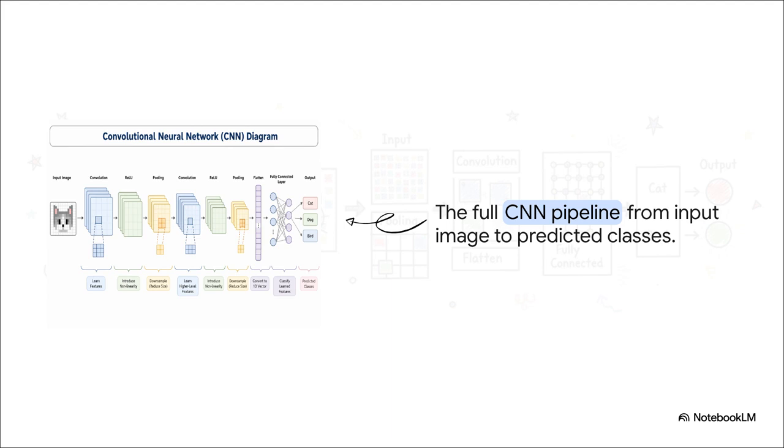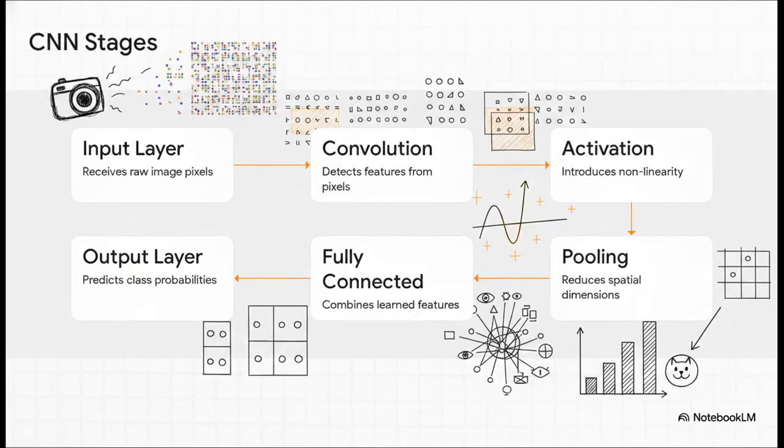Is it a cat, a dog, or a bird? So to quickly sum up that architecture, every single image passes through these distinct stages. The input layer receives the image. The convolutional layers detect features. Activation functions add nonlinearity. Pooling layers reduce the spatial size. Fully connected layers combine all those features, and the output layer predicts the class. It's a highly systematic process of turning raw, chaotic pixels into increasingly meaningful features.